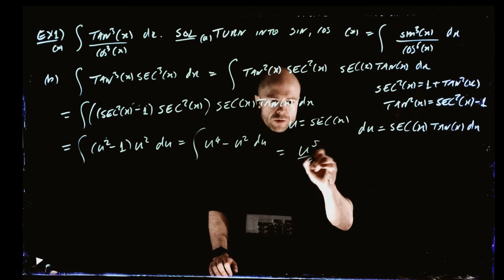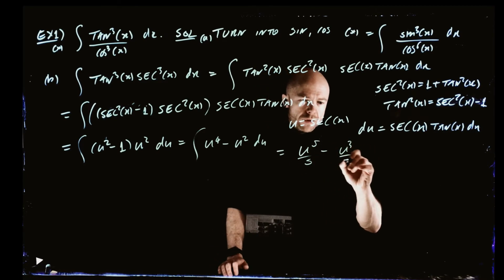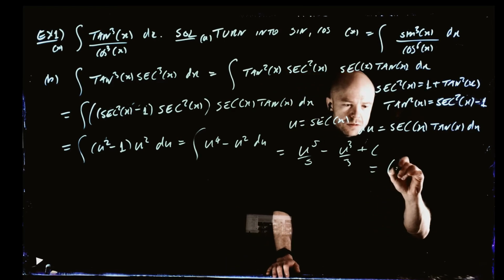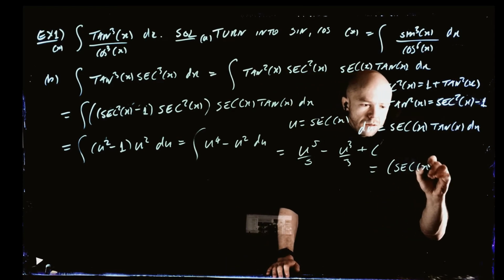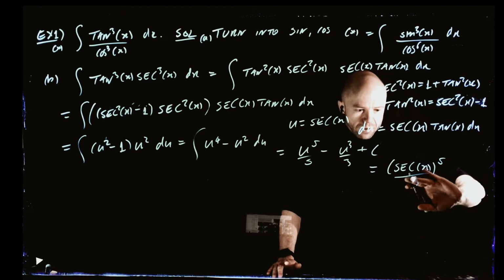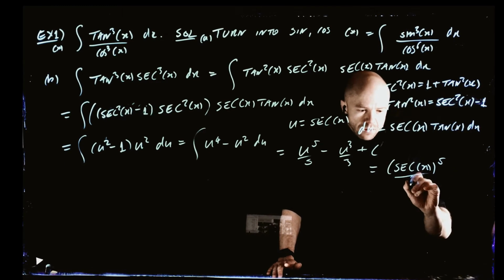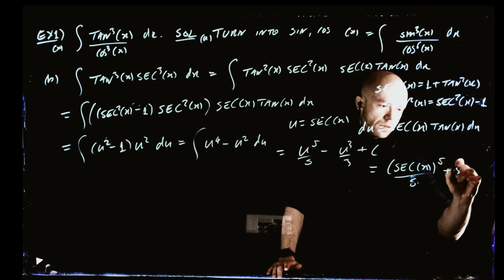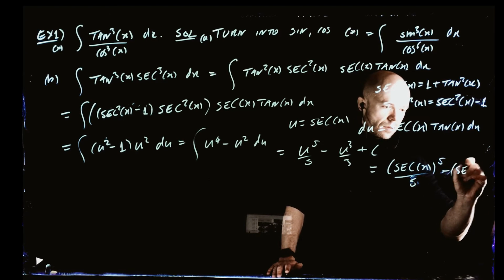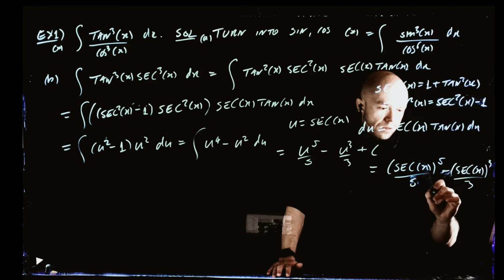It's u to the 5 over 5, minus u to the 3 over 3, plus constant c, we put stuff back, and then we get sec of x to the 5 over 5 minus sec of x to the 3 over 3 plus constant c, and there we go.